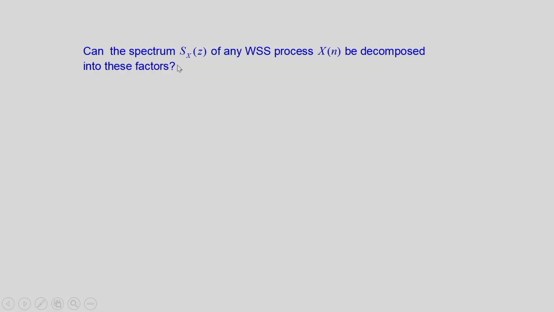Now, can the spectrum Sx(z) of a WSS process Xn be decomposed into these 3 factors? That means, for a general WSS signal, suppose, can we write Sx(z) is equal to some sigma square into H(z) into H(z inverse)? Can we write like this?